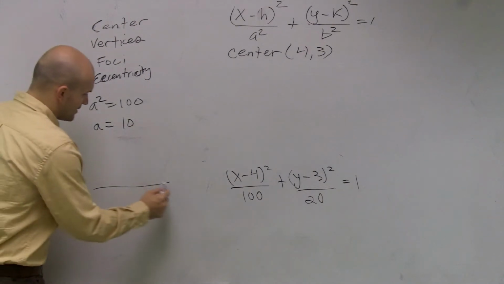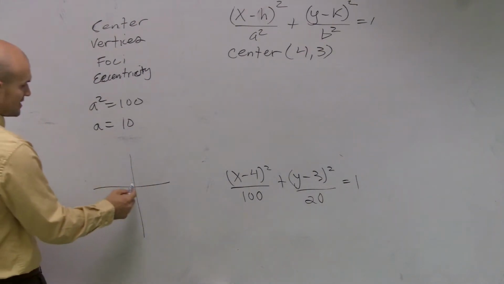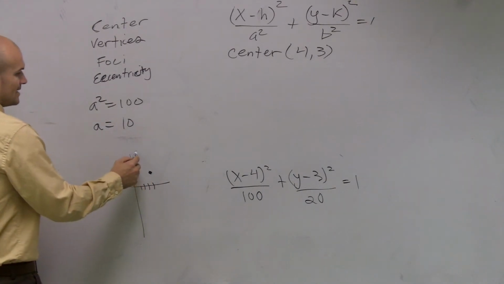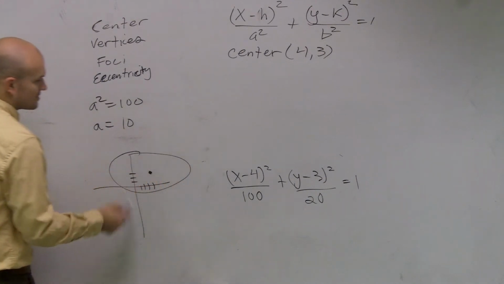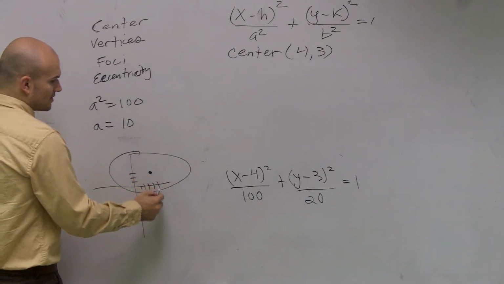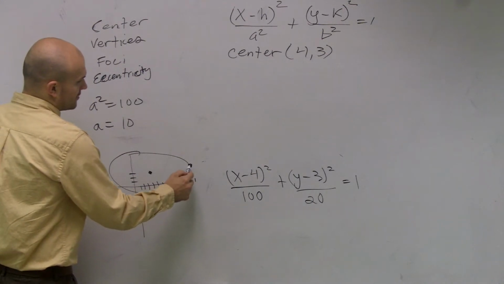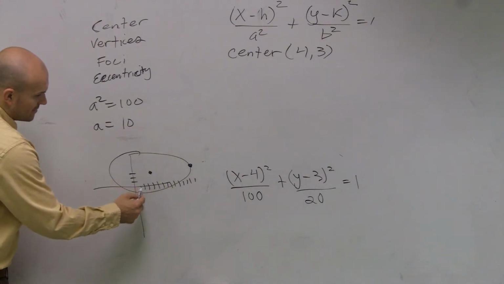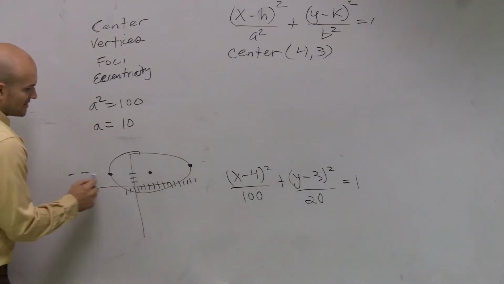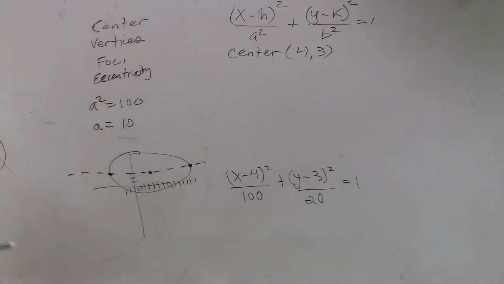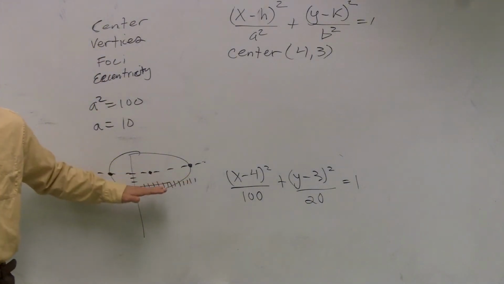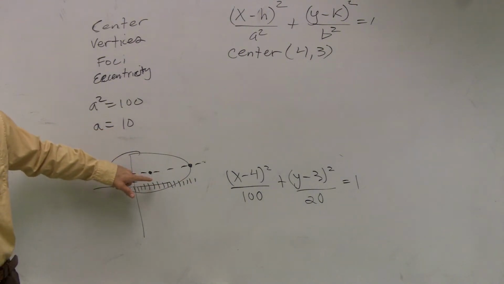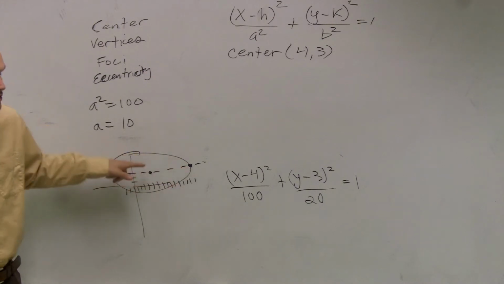So we have some ellipse that looks something like this. It's centered at 4, 3, and each distance is 10 units: 1, 2, 3, 4, 5, 6, 7, 8, 9, 10. If you're adding 10 horizontally, then you're going to be subtracting 10 horizontally, because your vertices, your center, and your foci all lie on your major axis. So am I going to add this a to the x coordinate or the y coordinate of your center to figure out where the two vertices are?